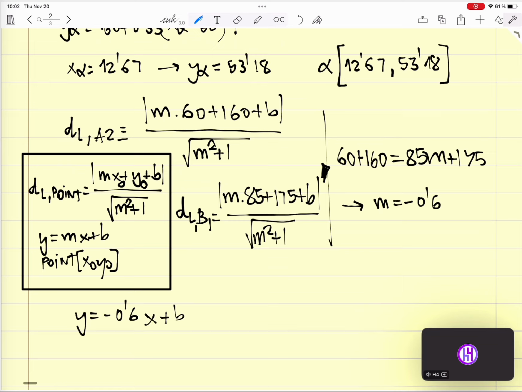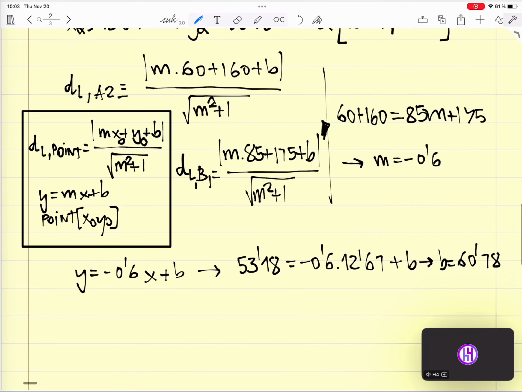Because m equals minus 0.6 and the line goes through alpha, we can say, if we put the coordinates of alpha, this is 53.18 equal minus 0.6 times 12.67 plus b, so that b is simply 60.78. As a result, we have our optimal separation line minus 0.6 times x plus 60.78.